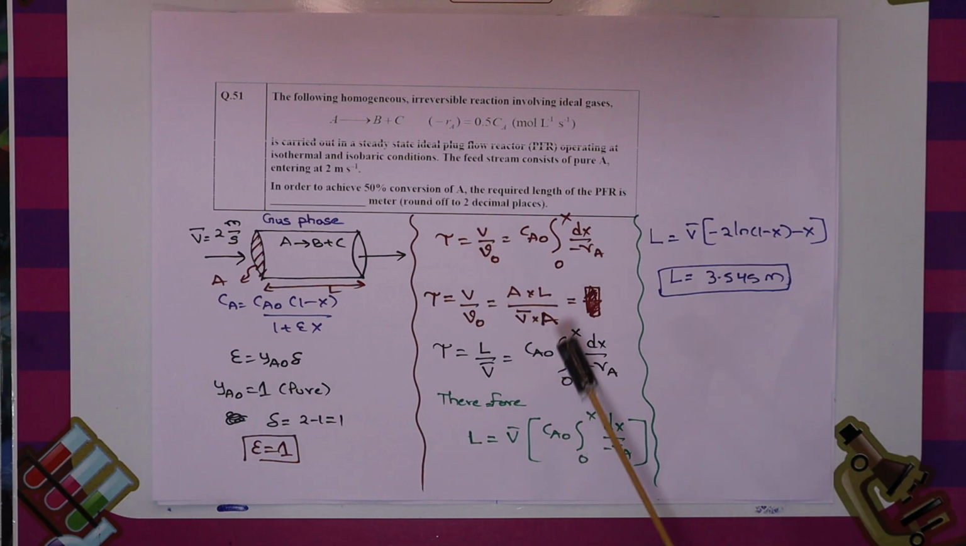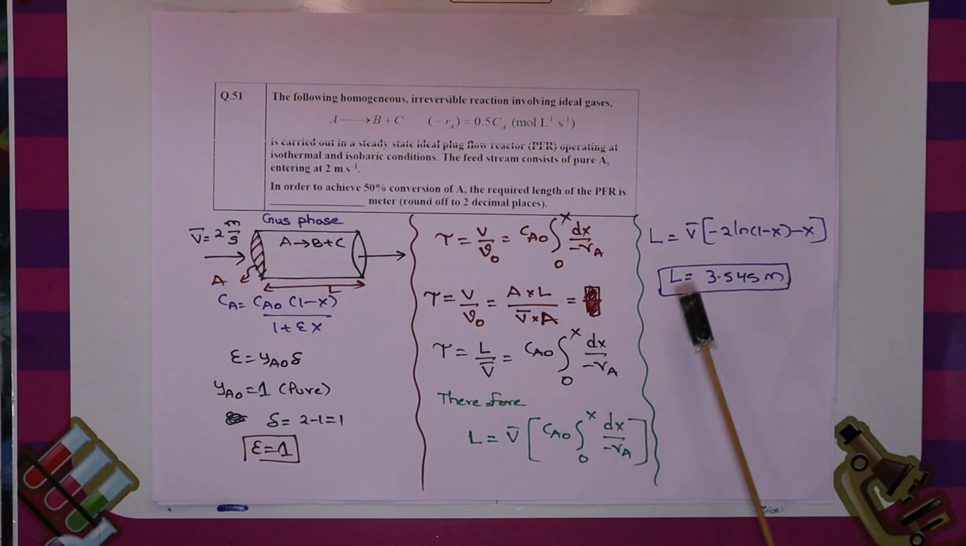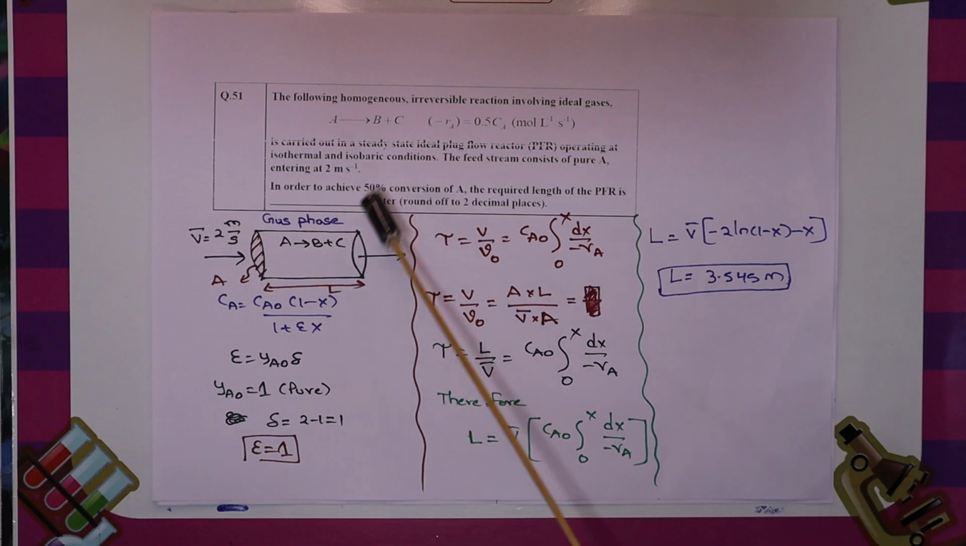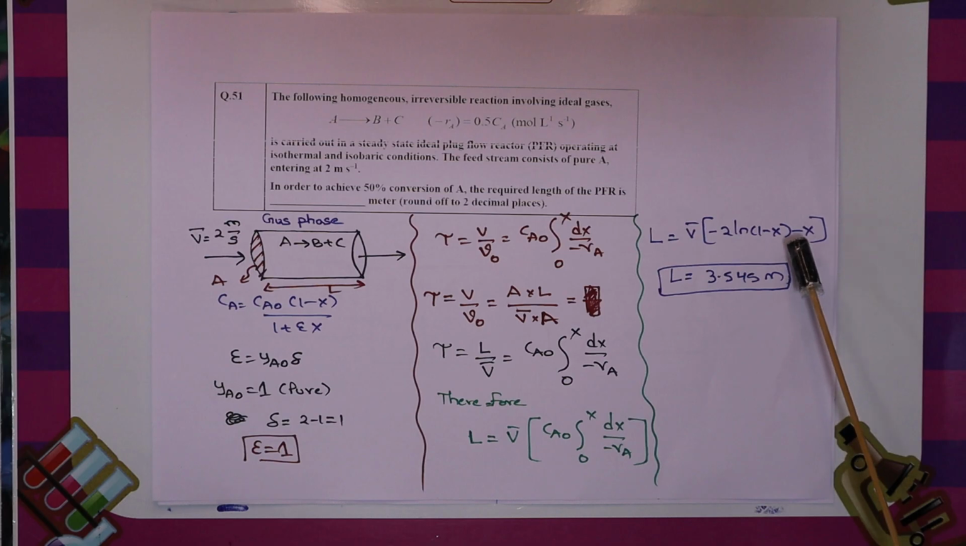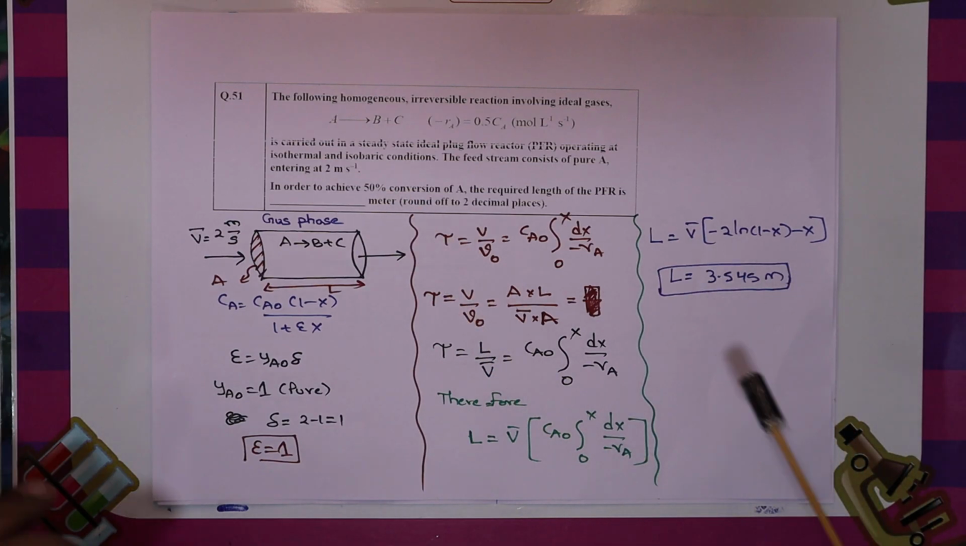Therefore, L by V is Ca0 times the integral from 0 to x of dx by minus Ra. If you integrate this expression, you get the length of the reactor. Through the mathematics, we have found the length is velocity times minus 2 ln(1 minus x) minus x. It is said that for 50% conversion we are supposed to calculate the length of the reactor. So if you substitute x as 0.5, you get the length of the reactor as 3.545 meters.